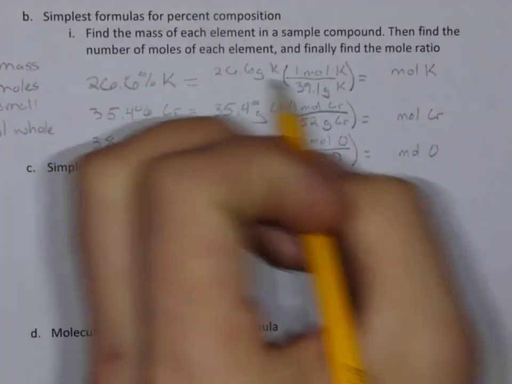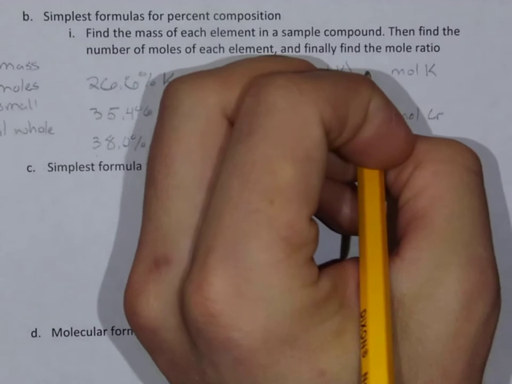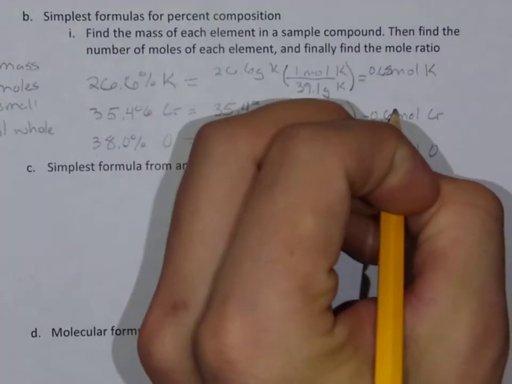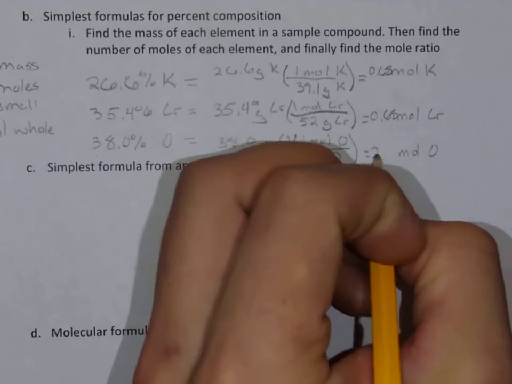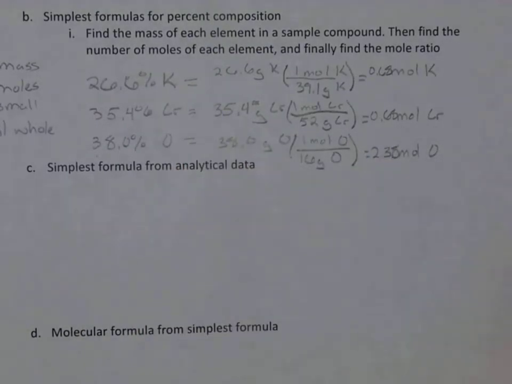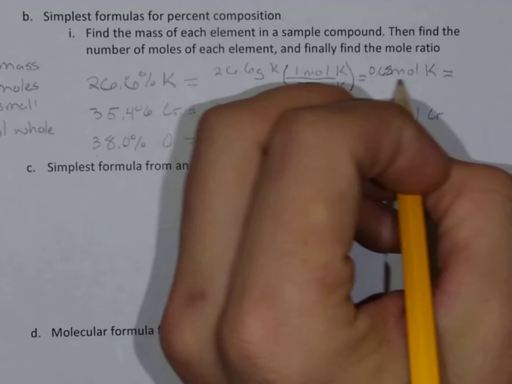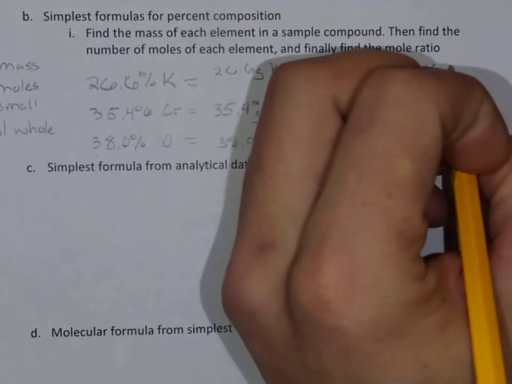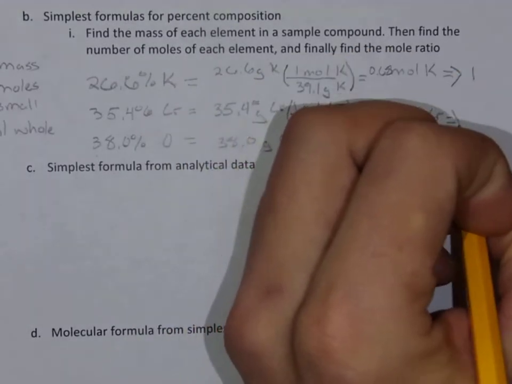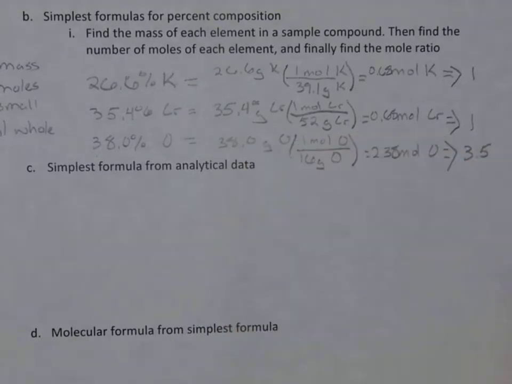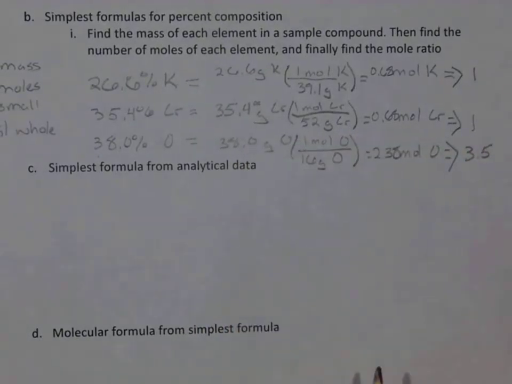If I do that first calculation, 26.6 divided by 39.1, I'm going to get 0.68. I'm going to get 0.68 and 2.38. I do each of those calculations. Now I go on to my next piece, divide by small. I'm going to divide by the smallest number. Smallest number is 0.68. So I'm going to divide by 0.68. This is now 1. This is now 1. This is now 3.5.